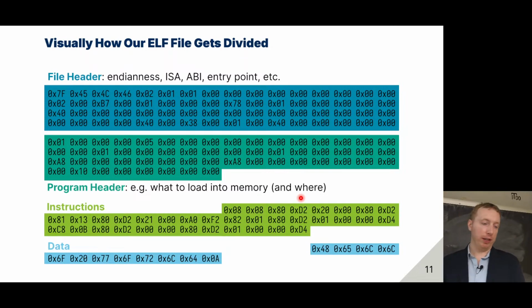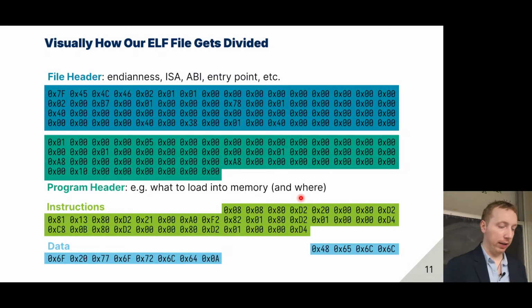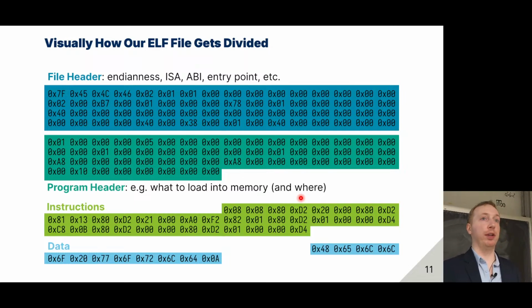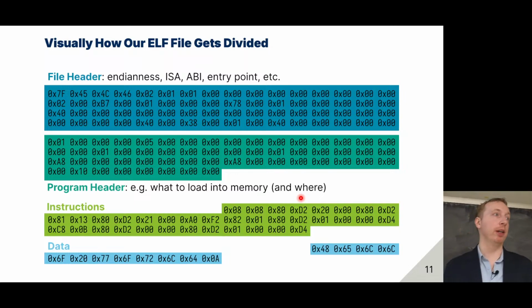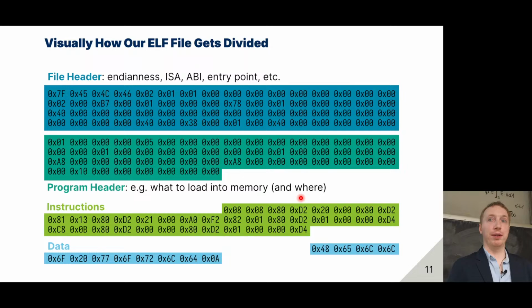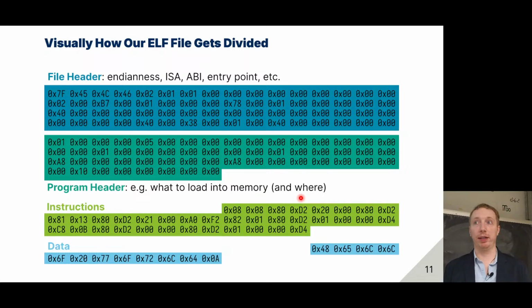So this is visually how it gets divided. The file header has the endianness, the ISA this program is in, and where to actually start executing it if I want to run it. So it has an entry point that's just the address to start executing instructions from. Again, this is what the operating system actually uses. So in C, whenever they told you it begins execution at main, that is not true. It starts executing at whatever address that entry point is, which will probably be the C runtime.